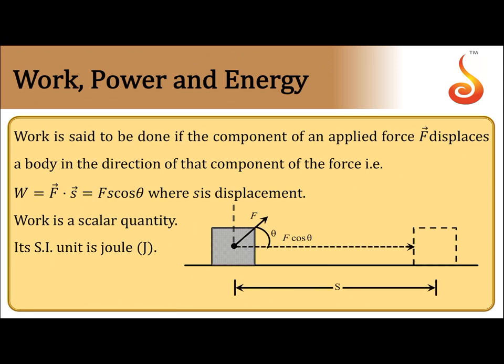So work is said to be done if a component of an applied force F displaces a body in the direction of the component of the force. So in the direction of force, if the body gets displaced, we say work is done, and work done is given by the dot product of force and displacement. Since it is a dot product, it is a scalar quantity. SI unit of work is joule.